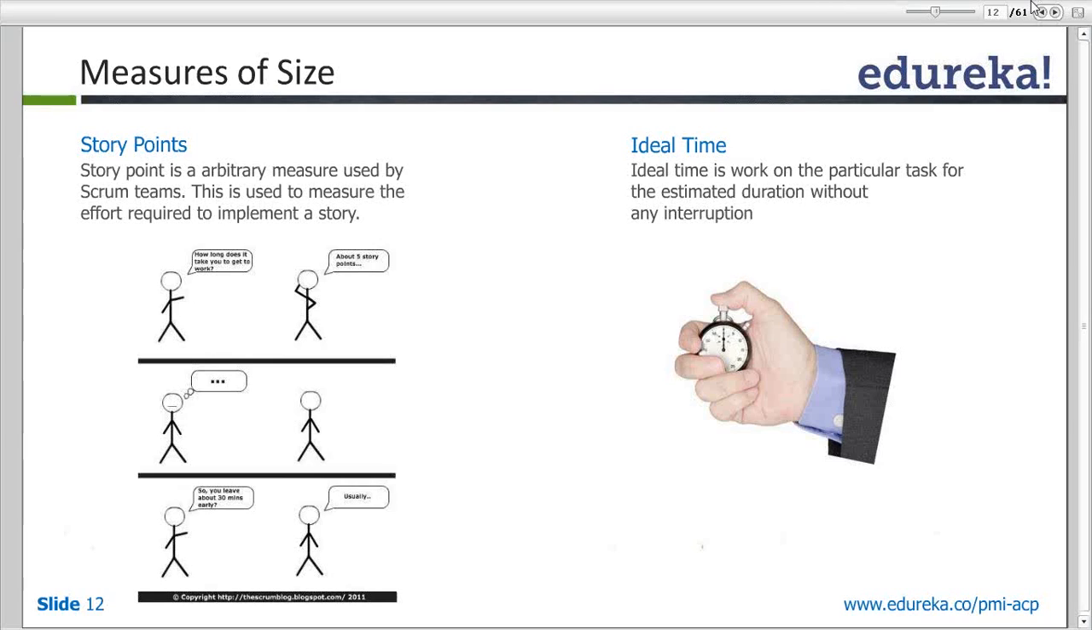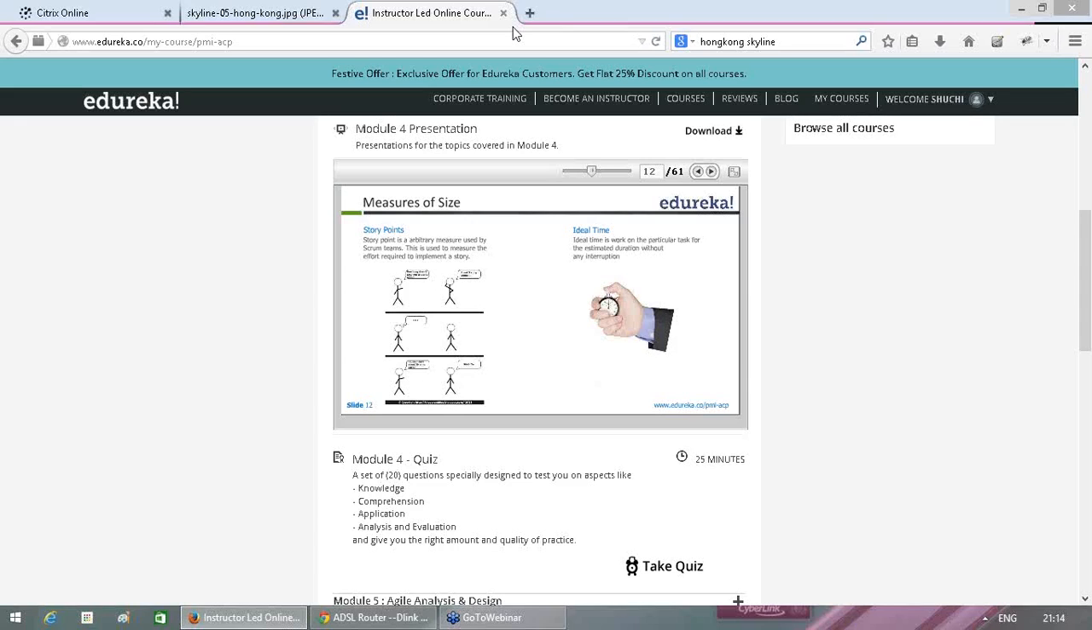I didn't understand what a story point is. Can you give me some example? Okay, so you have not got the complete concept? Okay, let's take an example then.